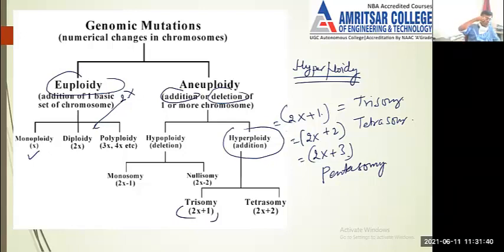So why? What do you mean by trisomy? Then one additional chromosome is going to be added. Tetrasomy, 2 additional chromosomes. Total number 4, 2 additional chromosomes are added. In trisomy, 2x is already present, 1 chromosome is added. So that's why this becomes 2x plus 1, trisomy.